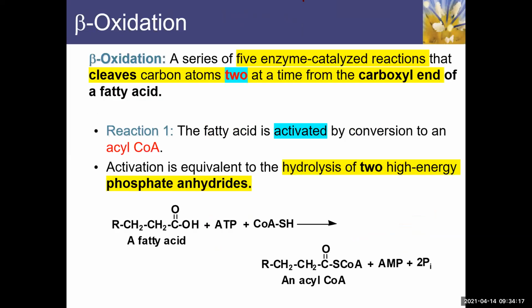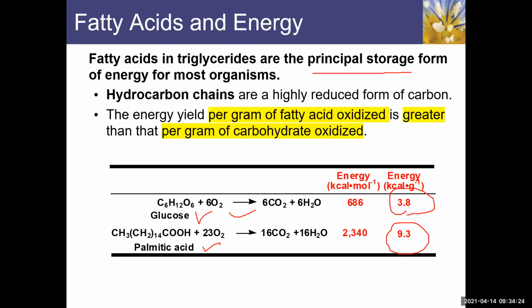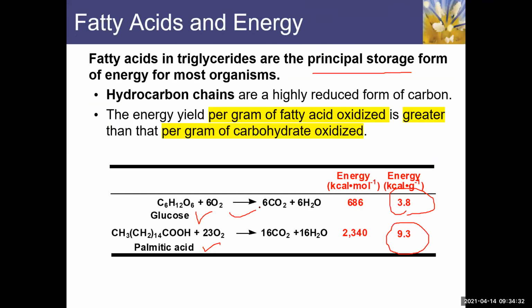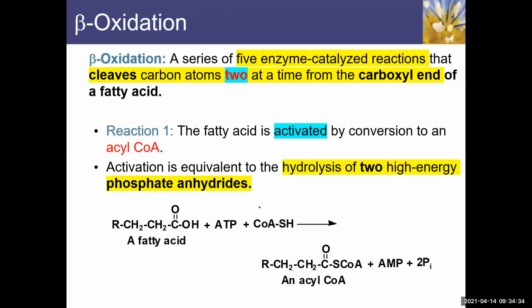Okay, and then we have here the beta oxidation of fatty acids. Now, as I told you, this is our aim. Our aim is to convert fatty acids into acetyl CoA. Okay, so how are we going to do this? How are we going to break down these fatty acids and produce the acetyl CoA?